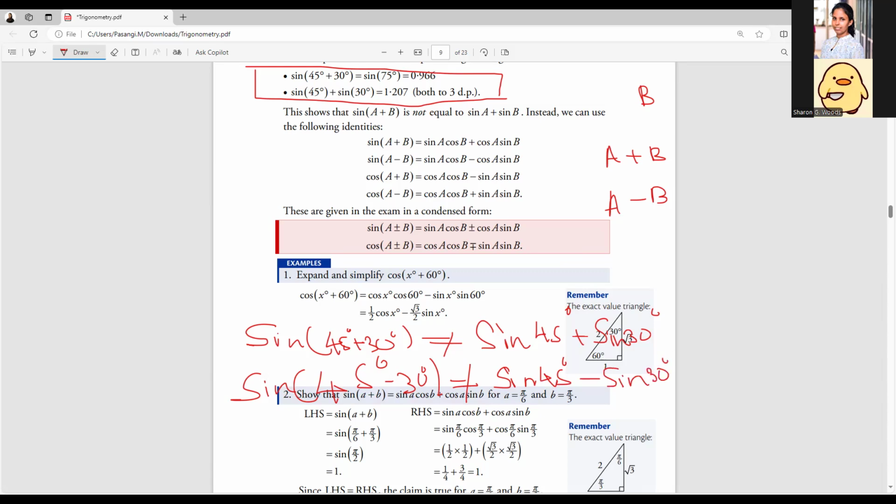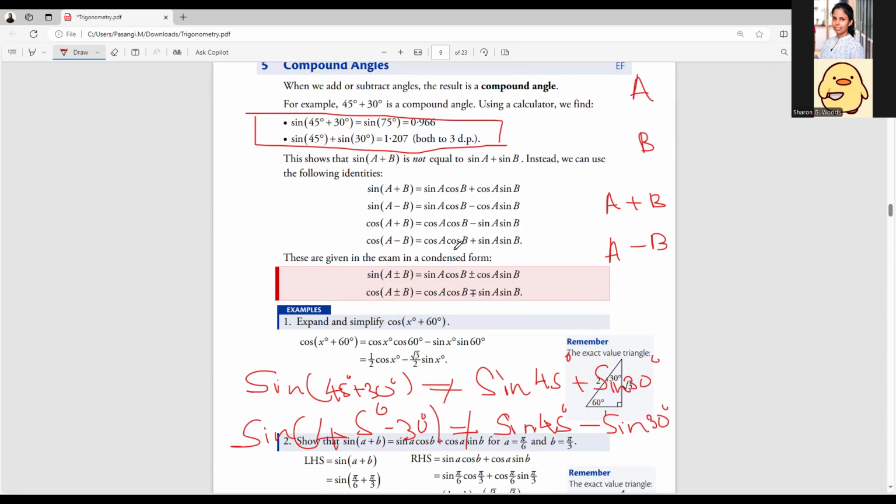That is what they have mentioned here. This shows that sine A plus B is not equal to sine A plus sine B.